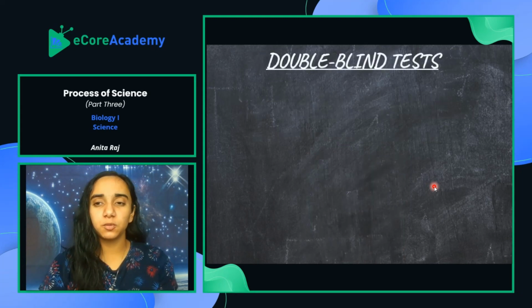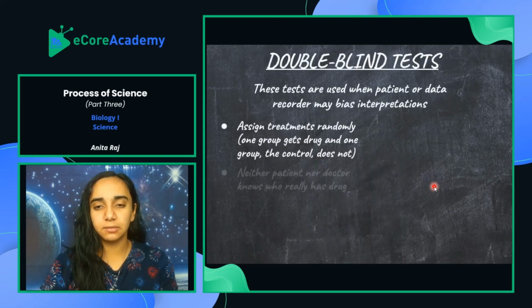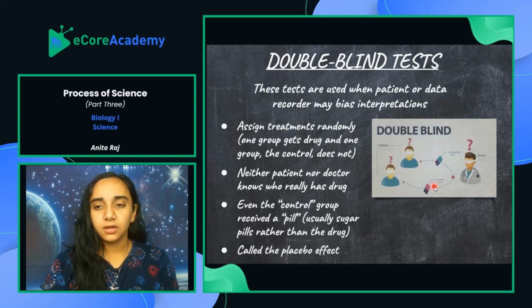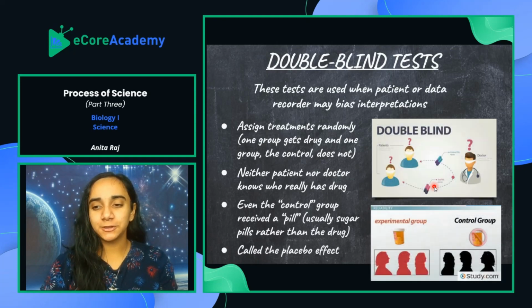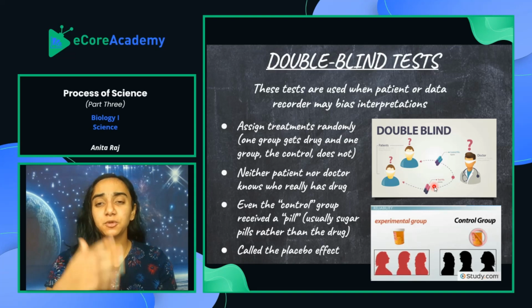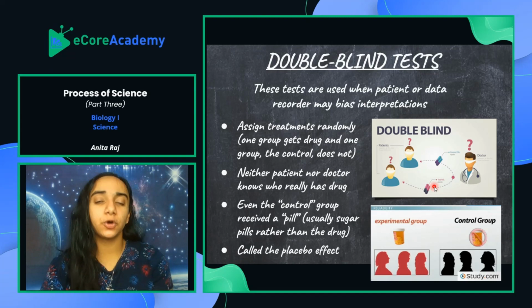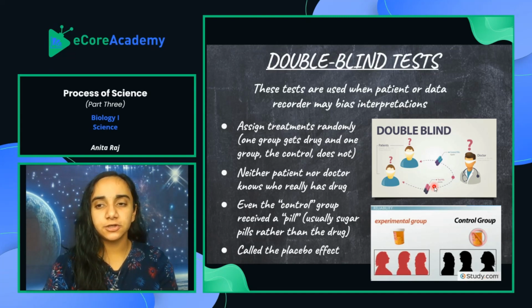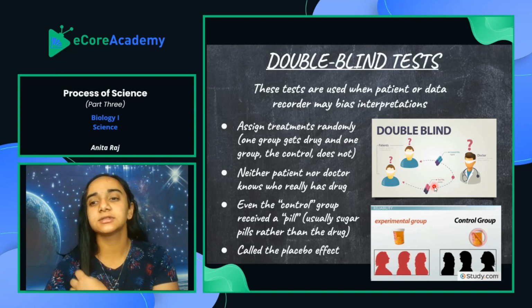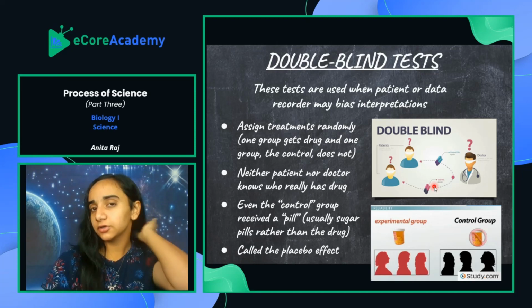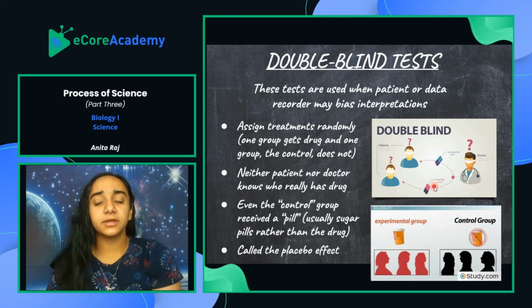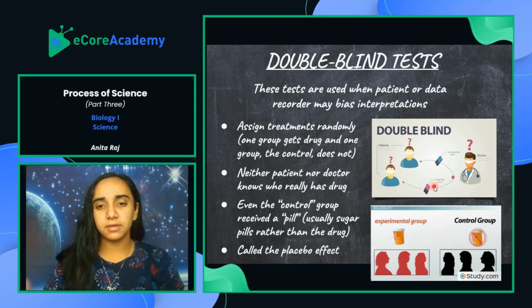Now I want to talk about double-blind tests. So this is actually conducting the double-blind experiment. In this case, I have a lot of stuff on this slide because this is very important. Double-blind tests are when you incorporate the double-blind experiment into your own experiment. These tests are used when patients or the data recorder may bias interpretation. So in this case, think of the patient as me. I'm the test subject participating in this clinical study, and then the data recorder is the doctor who actually developed the medicine and who's recording the data. Think of them as the data recorder.